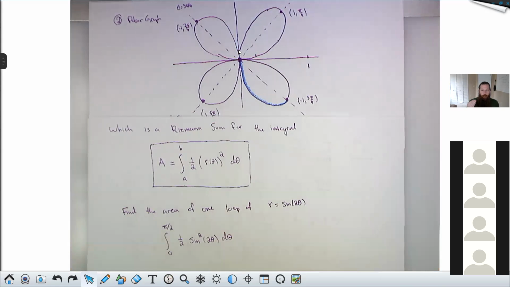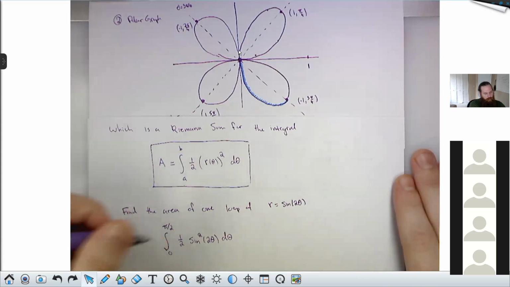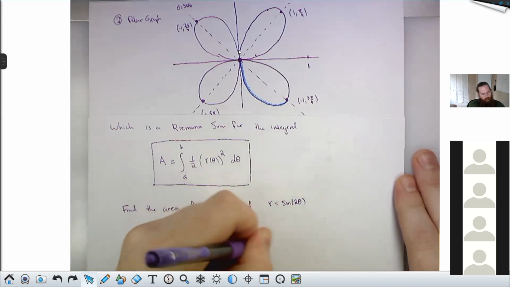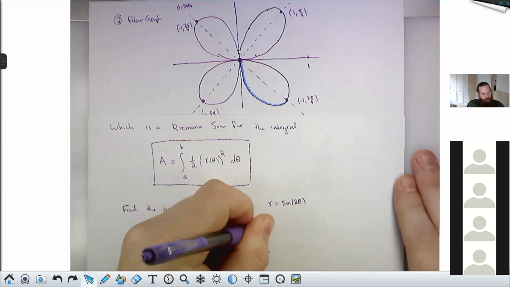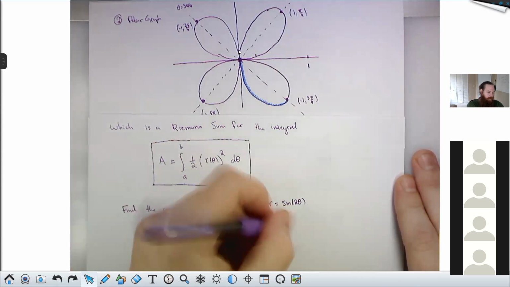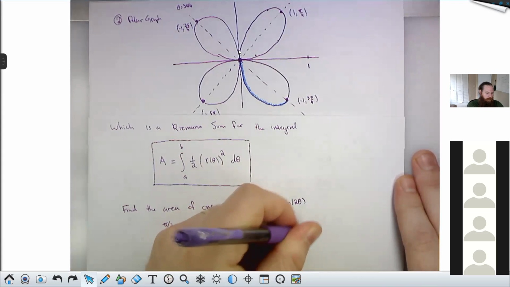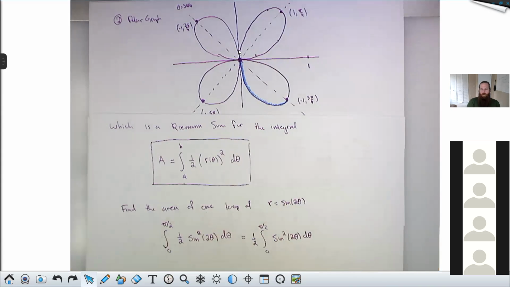So you integrate not your function, but the square of your function, and then you multiply by 1/2. That will give you the area enclosed by that polar curve. We can crunch this out. The 1/2 can pop out. I have the integral from 0 to pi over 2 of sine squared of 2 theta d theta. Does anybody remember how to integrate sine squared? How do we do this?